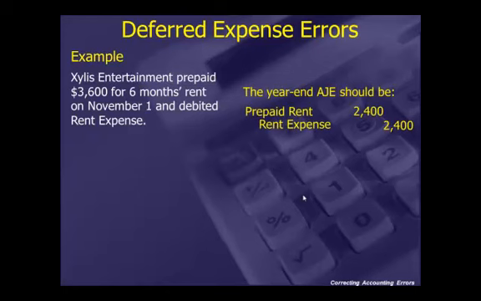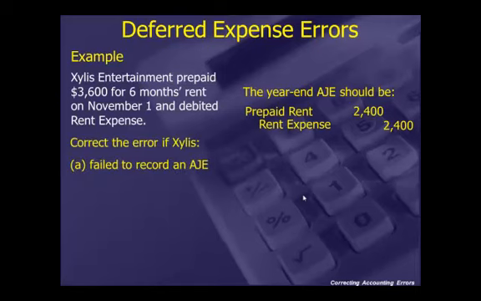Well, the year end, 600 times 2 is 1,200. Okay, the year end adjusting entry should be, we need to take the $3,600 and take out the used amount, so it's $3,600 minus the $1,200, or $2,400. We need to debit prepaid rent for the $2,400 to carry forward, and we credit rent expense to remove it from that account.